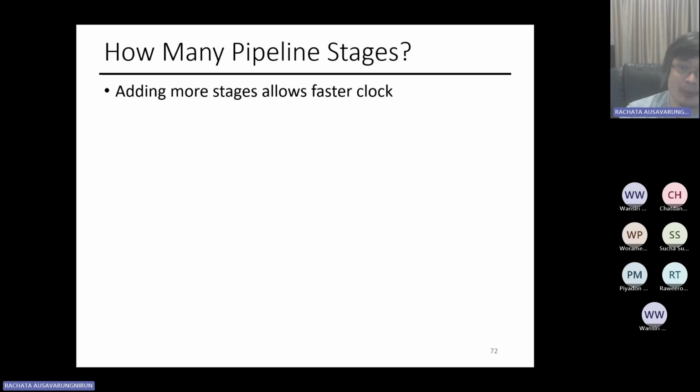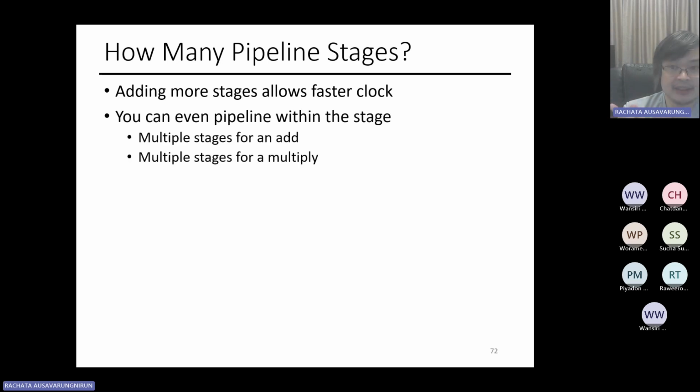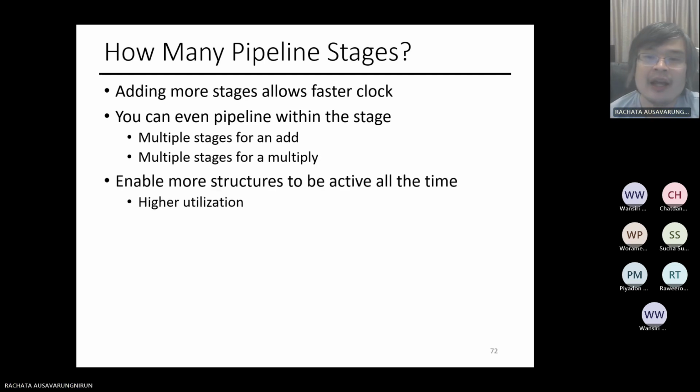we need, because adding more allows you to clock faster. And you can even pipeline within the stage. For example, I can do a 3-cycle add and a 5-cycle multiply, and it's fully pipelined. So I can basically feed 3 instructions into each of the adding steps. And these allow even higher utilization, allow more things to be active at all times. And generally this makes your CPU really, really fast.